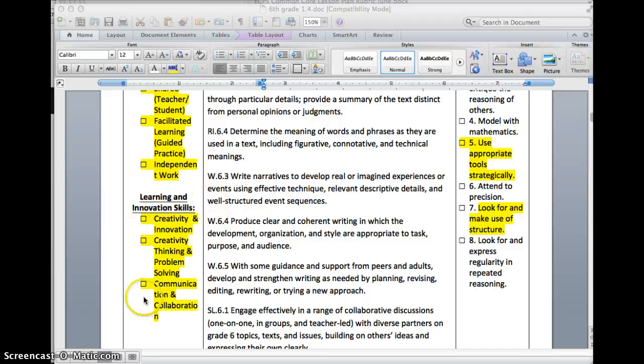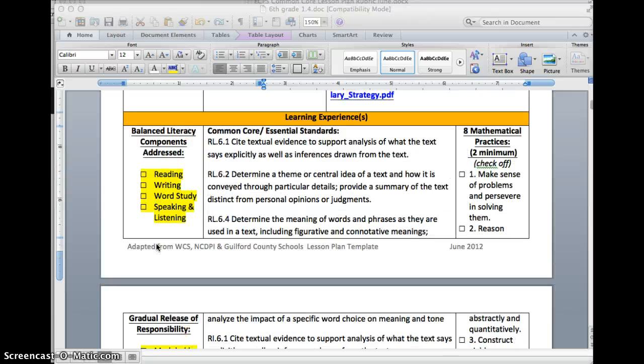Learning and innovation skills. Are we using creativity and innovation, creativity, thinking, and problem solving, communication, and collaboration? You can see that I've highlighted these using this feature on the computer, which is this yellow highlight toggle. And so in my mind, this means that I thought I did these things. I've seen other teachers leave this blank when they print it out the first time and then just X the boxes. Whatever works for you is fine.